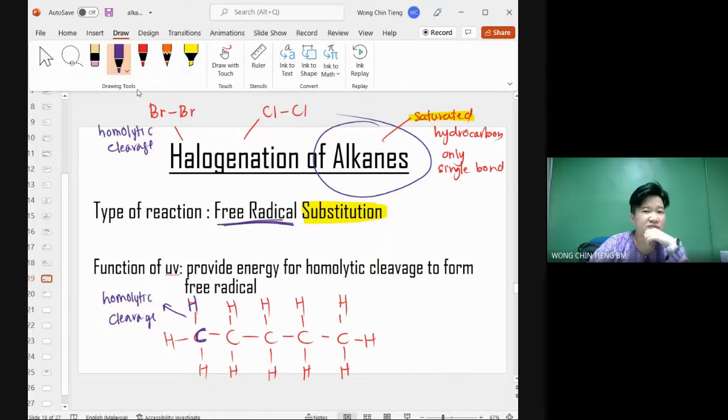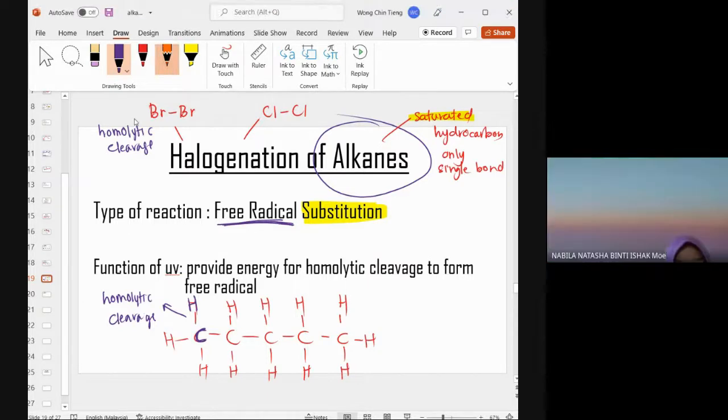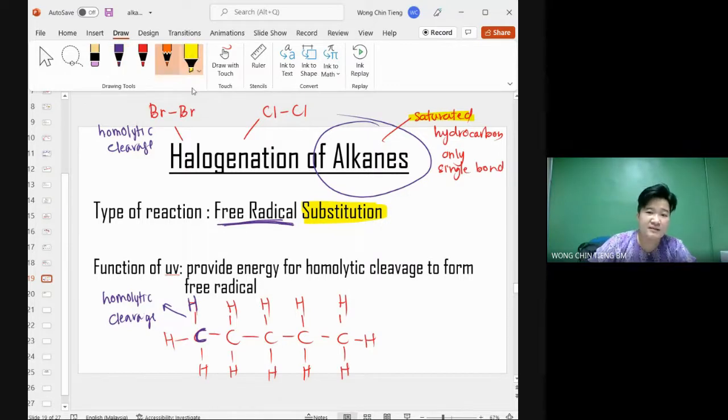Ikatan putus. Alright, homolytic cleavage. Ikatan putus sama rata. So, apa yang akan terhasil? Free radical. Akan hasilkan free radical. That's why the type of reaction is free radical.